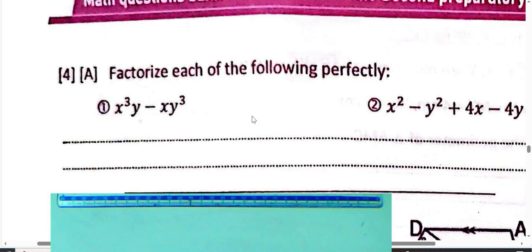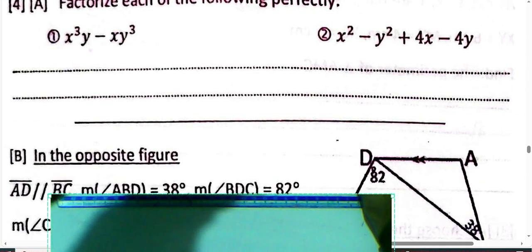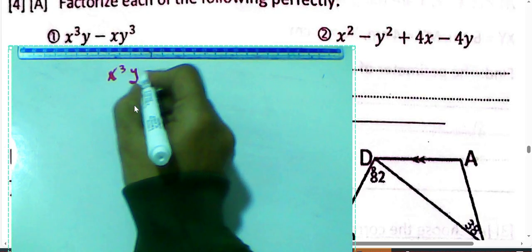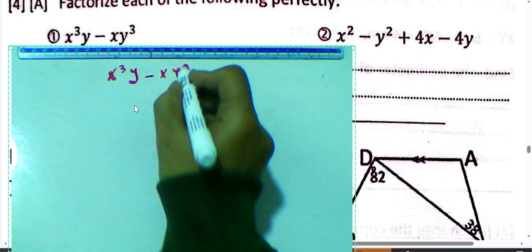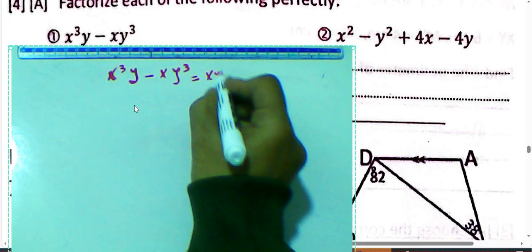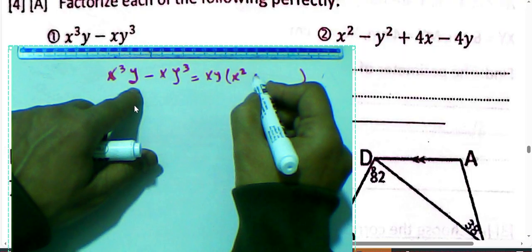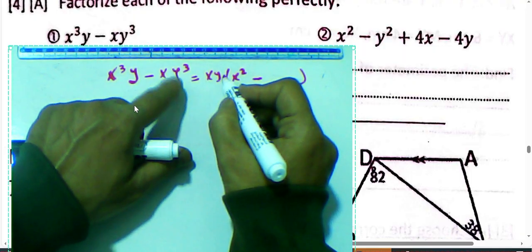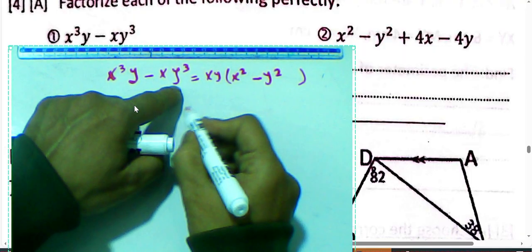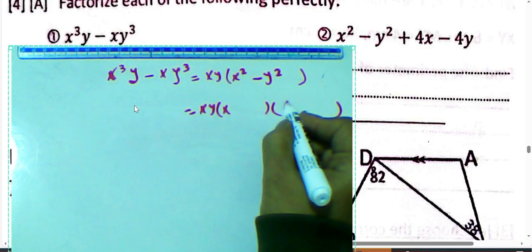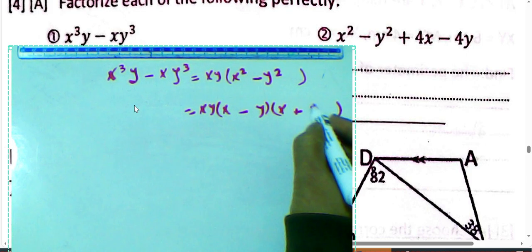Next question. Look at here, factorize perfectly the example. We have y times x cubed y, subtract x times y cubed. We can write xy as the common factor between the two terms. x cubed divided by x is x squared, y divided by y is 1. Negative x divided by x is 1, y cubed divided by y is y squared. And then we can factorize the expression: x squared equals x times x, and negative and positive here, y and y.